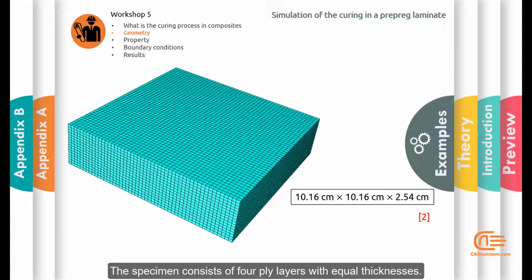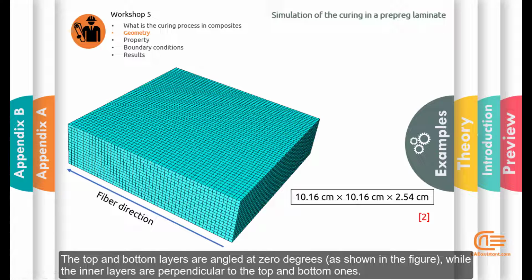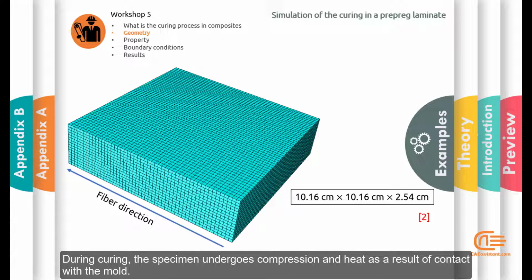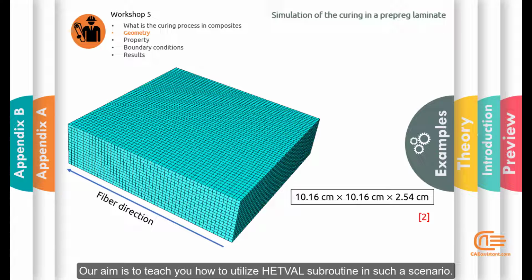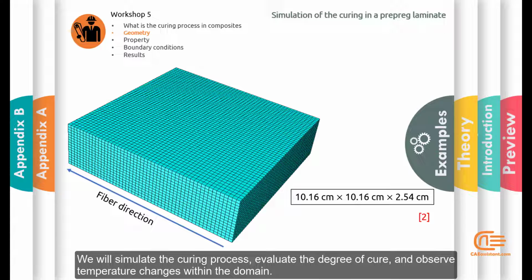The specimen consists of 4 ply layers with equal thicknesses. The top and bottom layers are angled at 0 degrees, as shown in the figure, while the inner layers are perpendicular to the top and bottom ones. During curing, the specimen undergoes compression and heat as a result of contact with the mold. However, for this analysis, we focus solely on heat by solving an uncoupled heat analysis. Our aim is to teach you how to utilize the Hetval subroutine in such a scenario. We will simulate the curing process, evaluate the degree of cure, and observe the temperature changes within the domain.